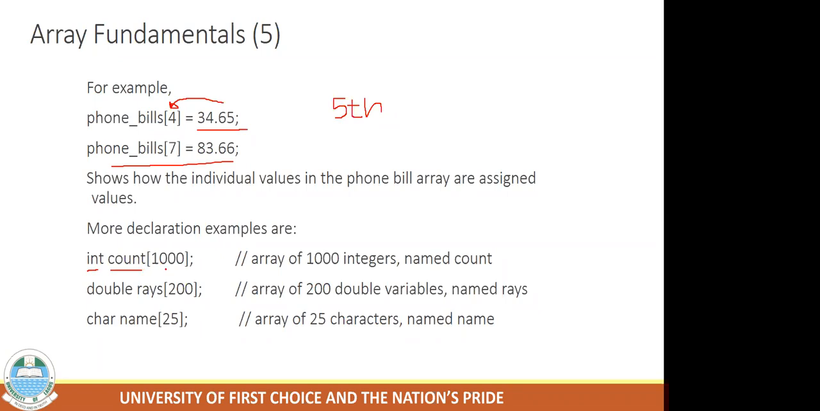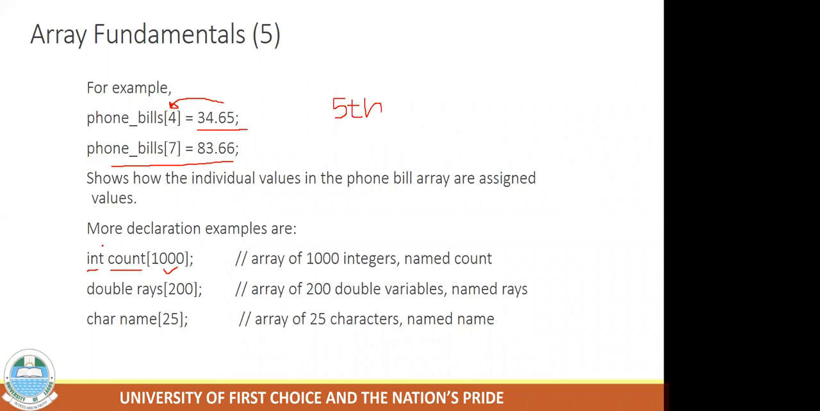And the size. What is the size in this case? 1,000. Okay. So what if I need 200 double variables, right? I'd use the data type. You can see the declaration for an array is not far-fetched from the way we declare our variable.